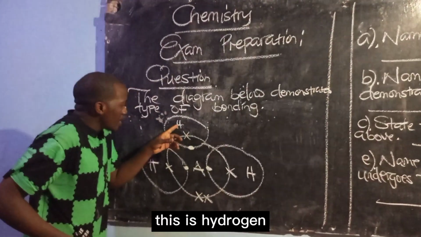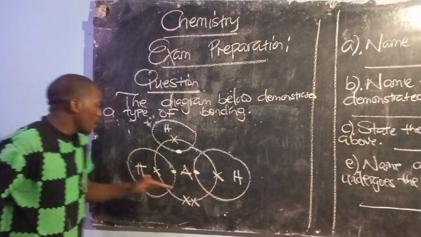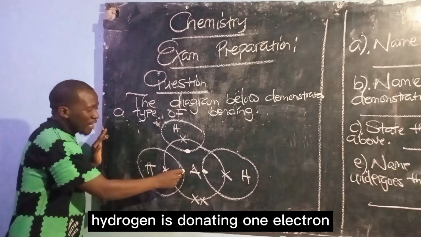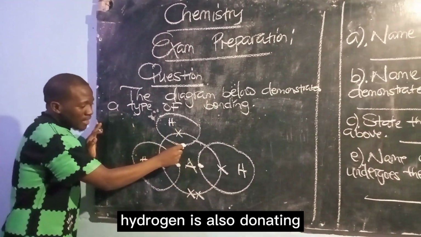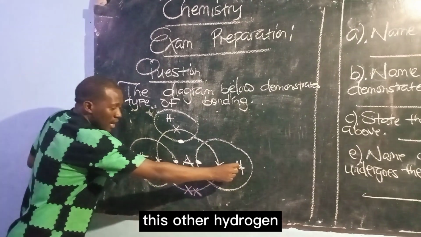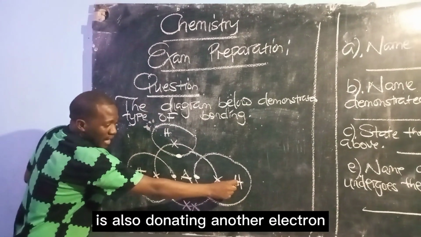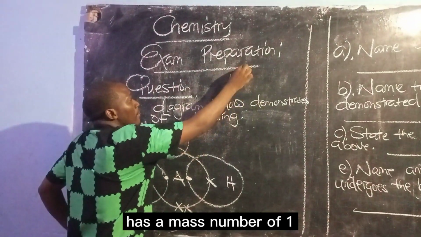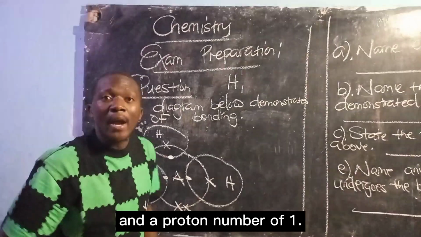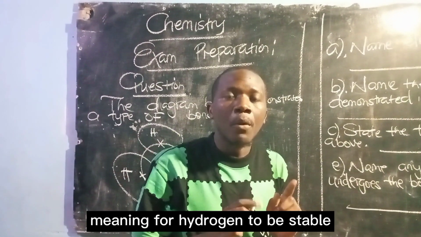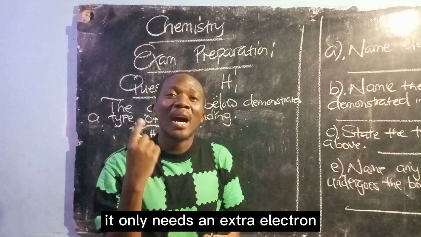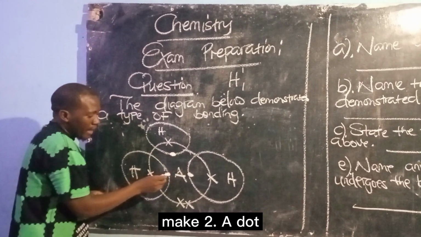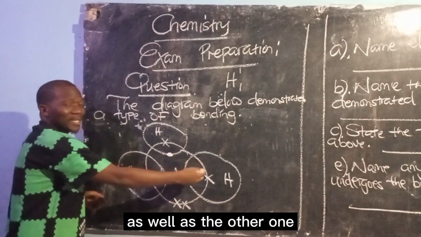So let's see. This is hydrogen, hydrogen, hydrogen. And if you can see, hydrogen is donating one electron. Hydrogen is also donating one electron. This other hydrogen is also donating another electron. Hydrogen on the periodic table has a mass number of 1 and a proton number of 1, meaning for hydrogen to be stable, it only needs an extra electron, which is why we are seeing a cross and a dot making 2, a dot and a cross making 2, as well as the other one.